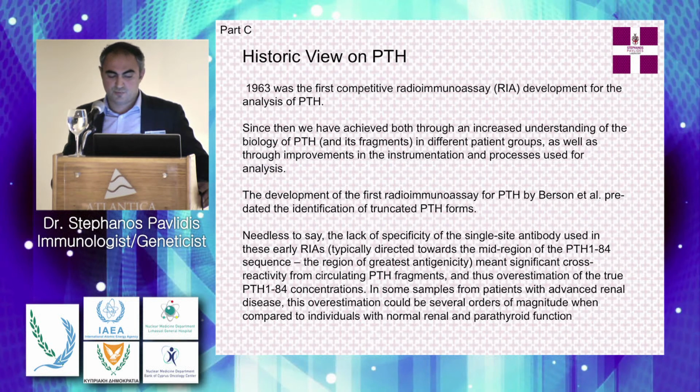The development of the first radioimmunoassay for PTH by Berson et al. in 1963 predated the identification of truncated PTH forms. Needless to say, the lack of specificity of the single-site antibody used in these early RIAs, typically directed towards the mid-region of the PTH 1 to 84 amino acid sequence, the region of greatest antigenicity, meant significant cross-reactivity from circulating PTH fragments and thus overestimation of the true PTH 1 to 84 concentrations. In some samples from patients with advanced renal disease, this overestimation could be several orders of magnitude when compared to individuals with normal renal and parathyroid function.